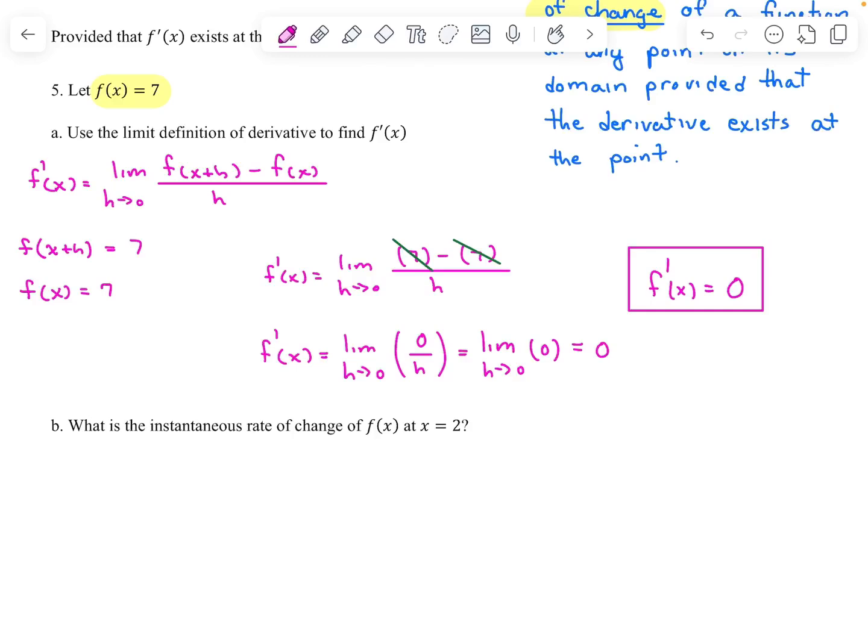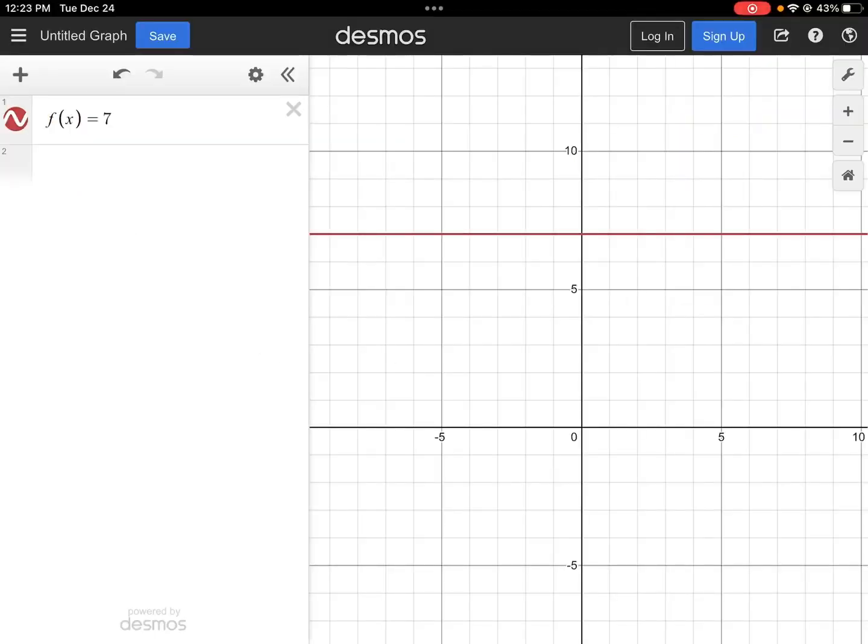And why is the derivative equal to 0? Well, going back to the graph, the slope of the horizontal line is 0, which means the instantaneous rate of change of this function along any point is going to be 0. And since the derivative measures instantaneous rates of change, the derivative will also equal 0.